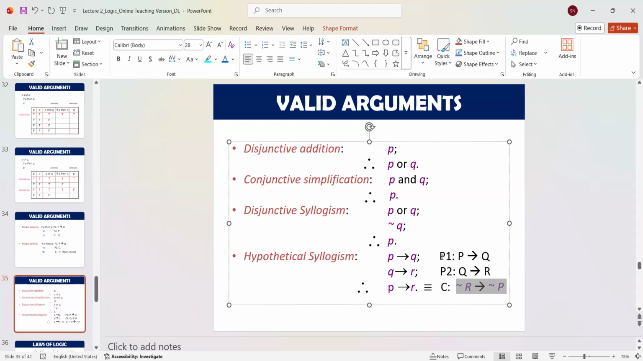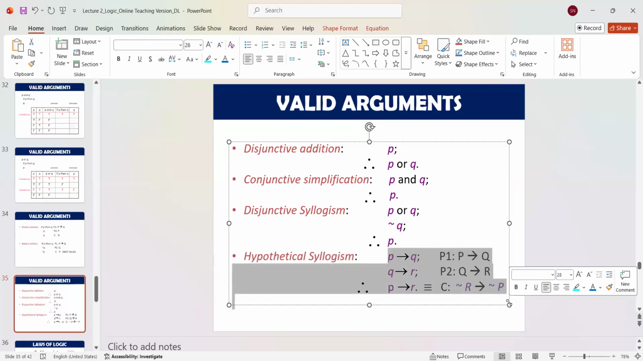So the first example that we solved is also hypothetical syllogism, because it conforms to P implying Q, Q implying R, and instead of saying P implying R, we said not R implying not P, which is the contrapositive of P implying R. So that statement too was valid.